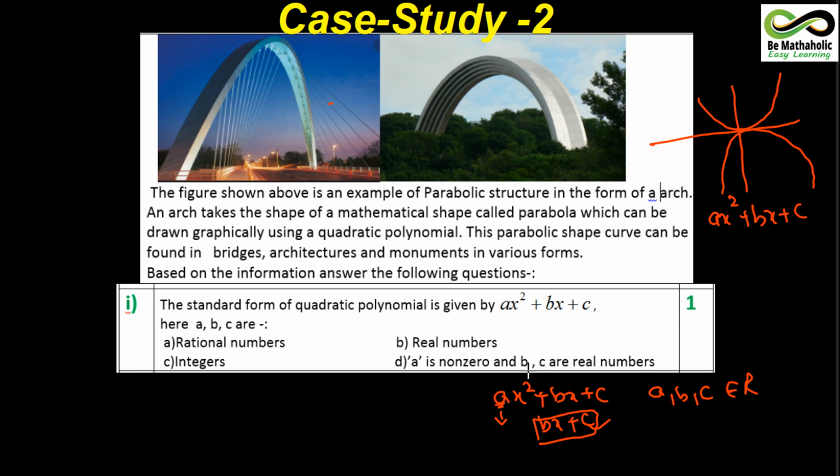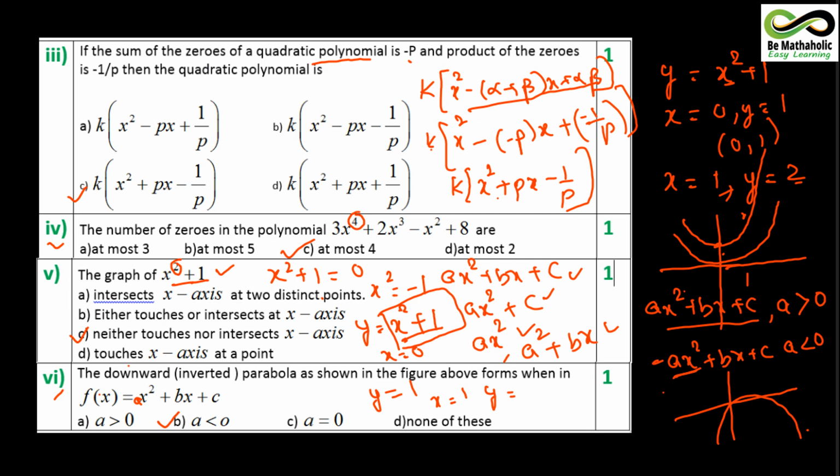So please remember that sometimes in a hurry you may tick mark this real numbers as the right choice. But please do follow this, that we have one more option given here, that a should be always non-zero when it comes to quadratic polynomial, and b and c are real numbers. So it is also a real number, but it is a non-zero real number, especially a. Then b and c of course are all real numbers. So D option is the correct option. I hope you have understood this.